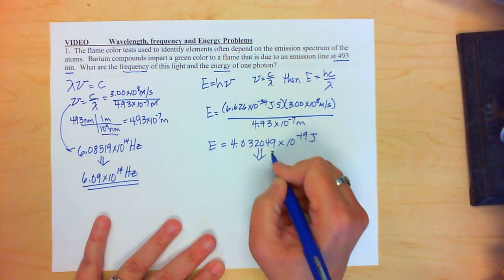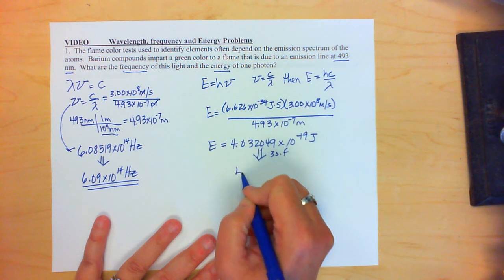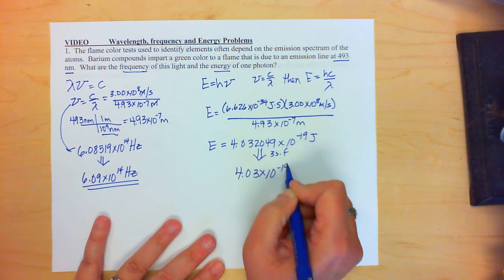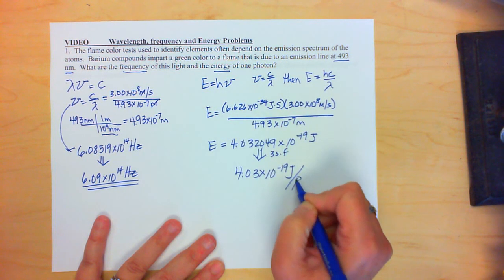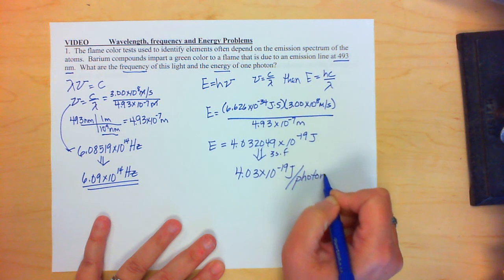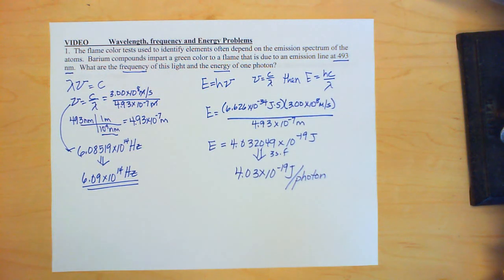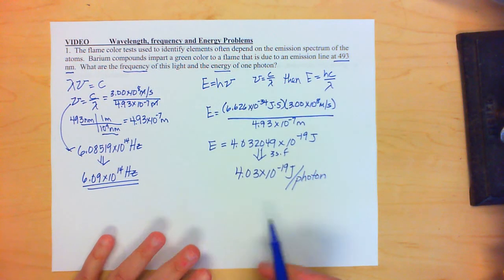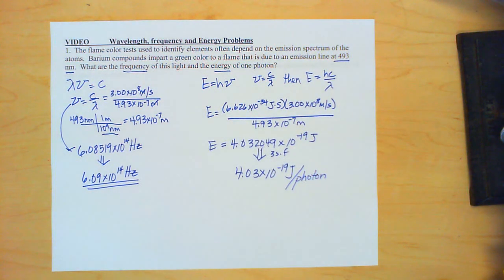Again, we're working in three significant figures, so it's 4.03 times 10 to the minus 19th joules, and this is per photon. So if we run it E equals h nu, we'll get the exact same answer. So this is the first way to work the frequency and wavelength.